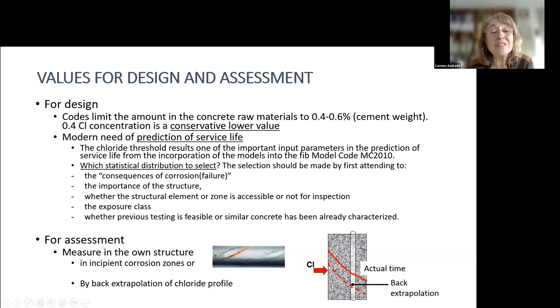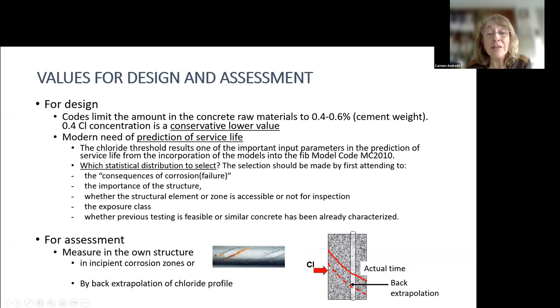In that case, which statistical distribution to select? The selection should be made first attending on the consequences of failure. How much important is the structure? What is going to happen? That for engineers is very familiar. They need to select the consequences of corrosion and the importance of the structure.